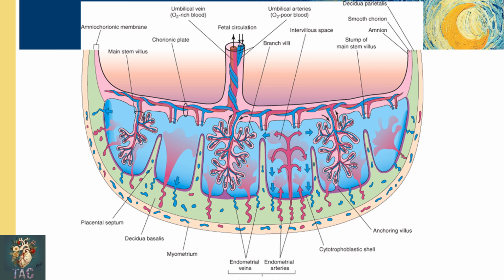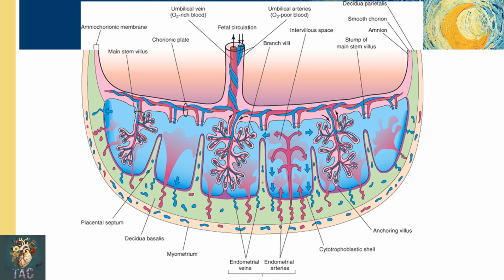And you can also see this is the intervillous space, and here you can see the anchoring villi and the free villi or the branch villi, which are lined by the syncytiotrophoblast and then the endothelium of the fetal blood vessels. So the blood which is present in this space, coming through the spiral artery, is bathing the primary villi, the branch villi and the stem villi, and the placental barrier is present over here.